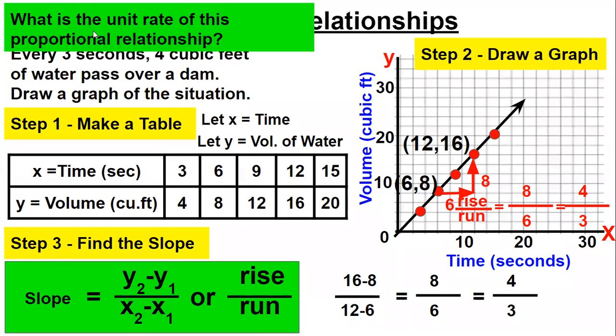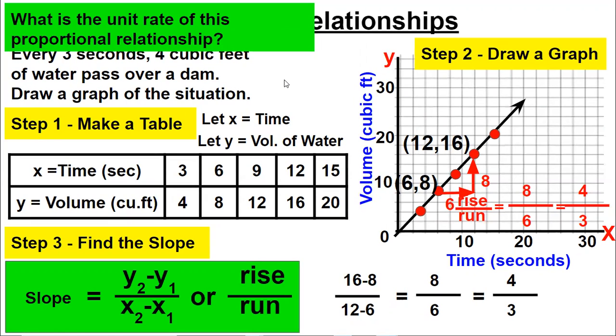What is the unit rate of this proportional relationship? What is the unit rate? So that's where x is 1. What is y going to equal? So here's 1. What is y? It's going to hit right here. What is that point? It's hard to tell from the graph, isn't it? That's why we find the slope, because the unit rate is what the slope is.